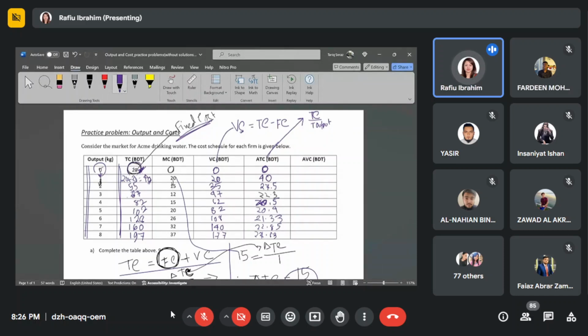So that's how we find the average total cost. Average variable cost is variable cost divided by total output. So we are simply going to divide column number 4 by column number 1, and that's going to be your answer. That is for you to practice at home.